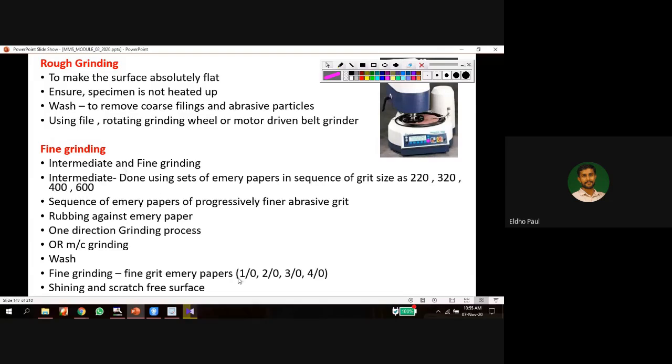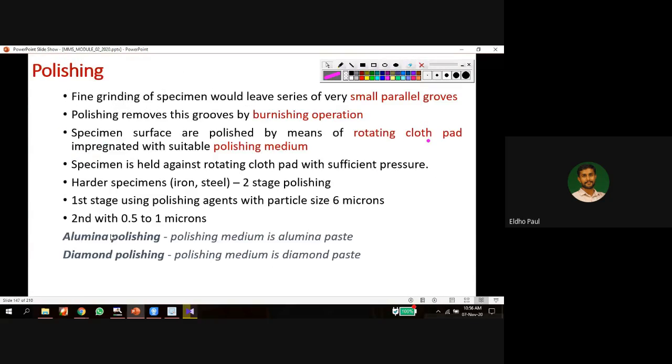Then after that, for fine grinding, 1/0 and 2/0 grit emery papers are used. Here we can grind either by machine or manually. After fine grinding we get a mirror finish, a shining and scratch-free surface, and after grinding we wash the specimen with water. That is the fine grinding. After fine grinding, the next process is polishing.